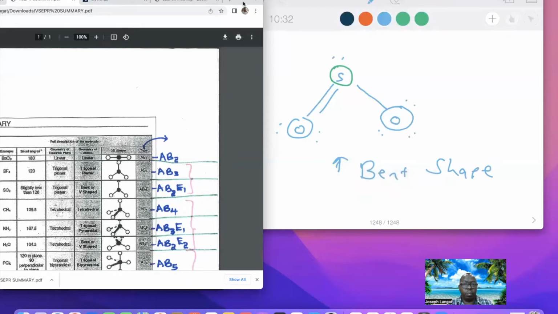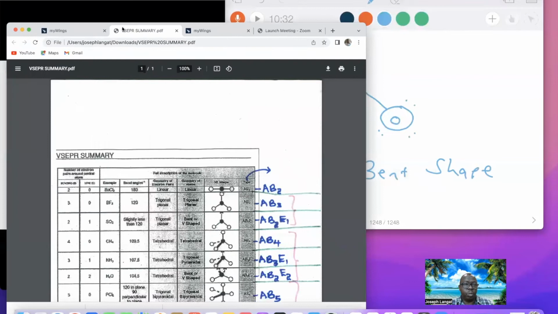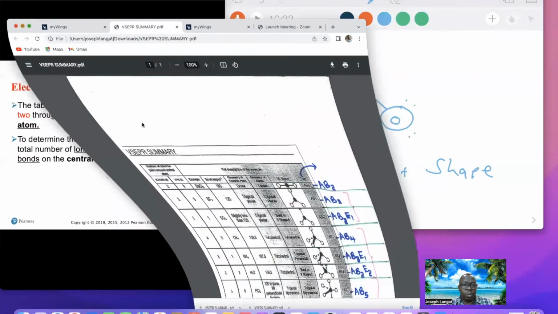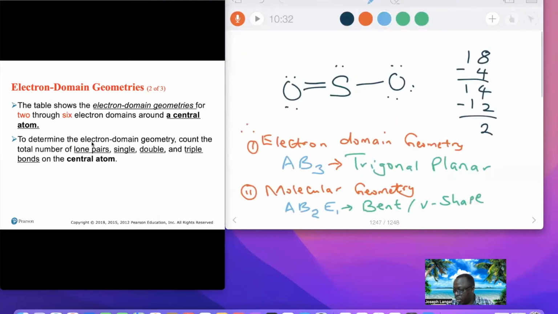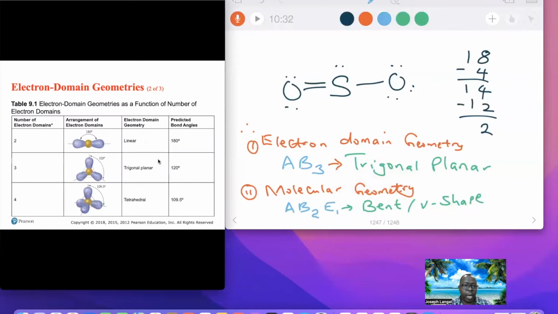Either you are asked for the electron domain geometry or the molecular geometry. Please make sure you are familiar or well versed with the Lewis structure for molecules or polyatomic ions.